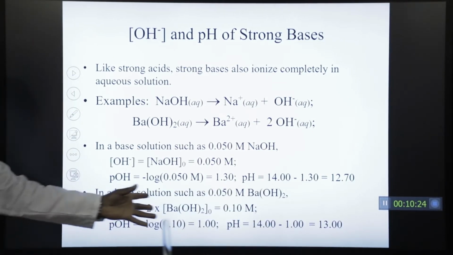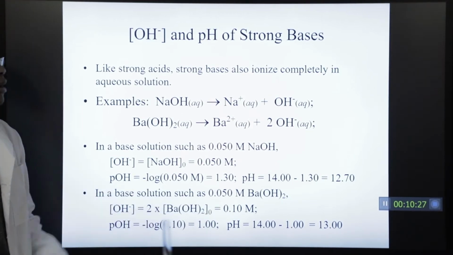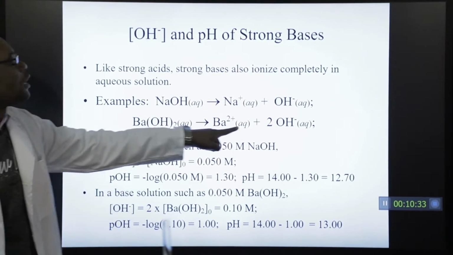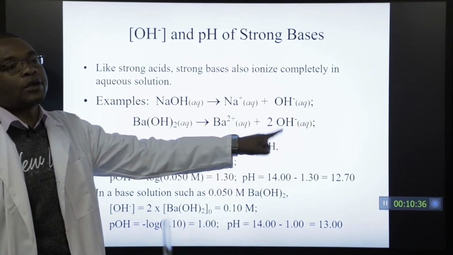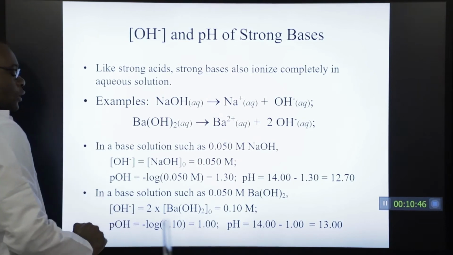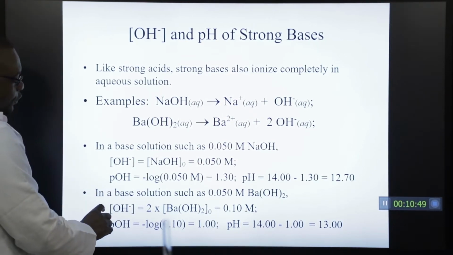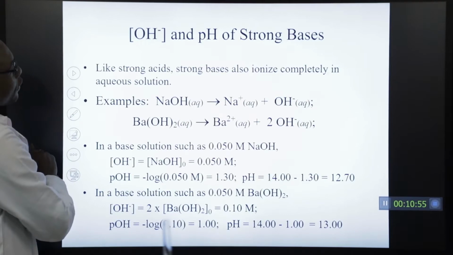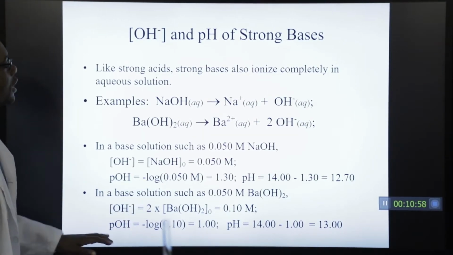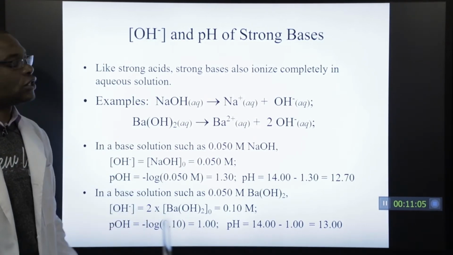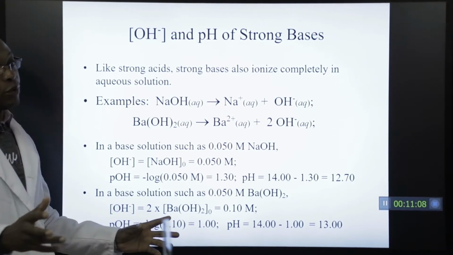Okay. So in a base solution, like for example barium hydroxide, the difference here is that barium hydroxide produces two OH minus ions, meaning that the ratio of the molecule to its conjugate is 1:2. So if the concentration of barium hydroxide is 0.05, it means that the concentration of OH minus is twice the quantity. So it's going to be 0.05 × 2, which gives us 0.1.